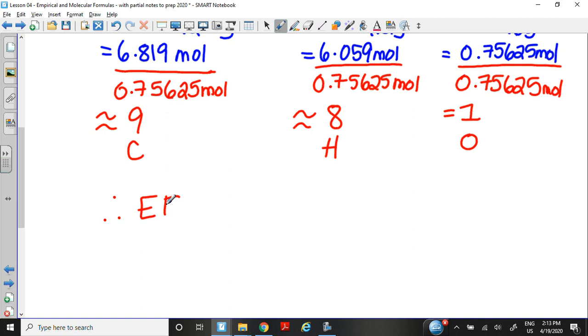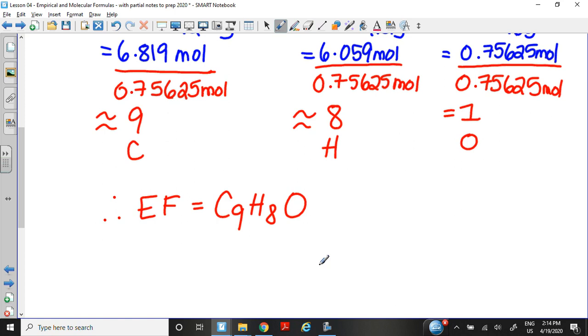Our empirical formula, and we can just shorten that to EF, is going to be carbon first, and there are 9 of them. Hydrogen next, there are 8 of them. And there's 1 oxygen. We don't usually put 1 in the formula, so we leave it just like that. So that's how we calculate empirical formula.